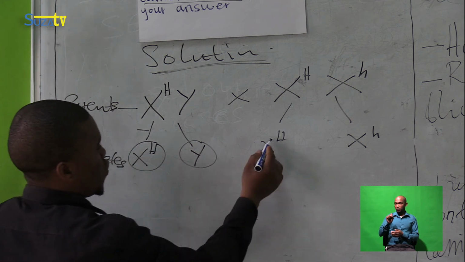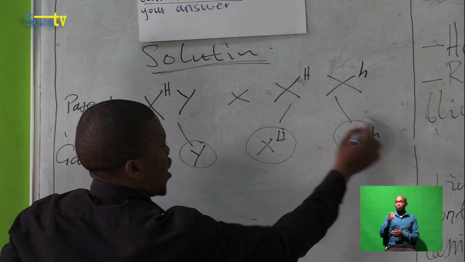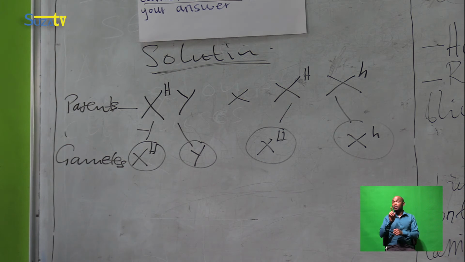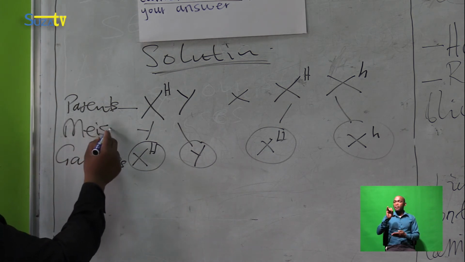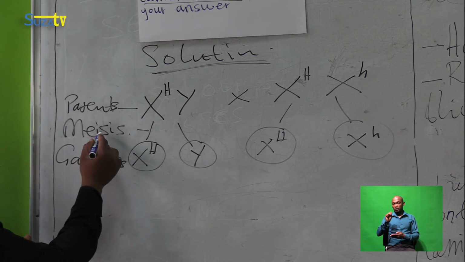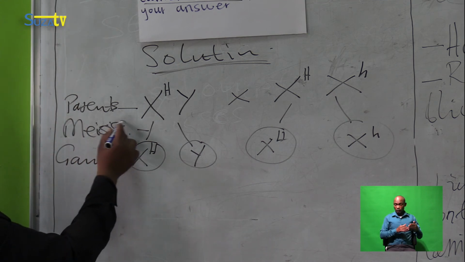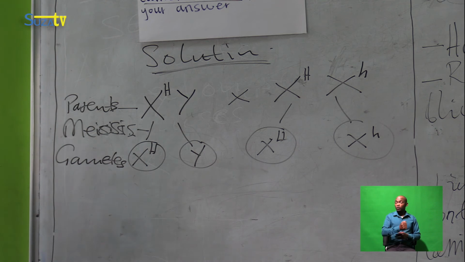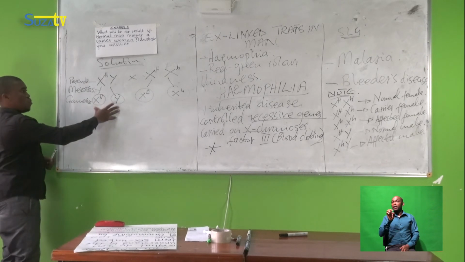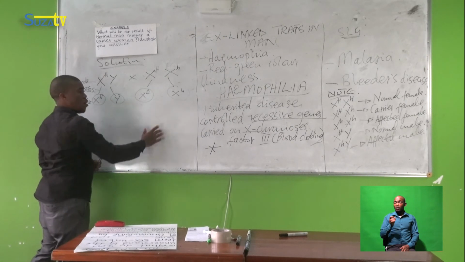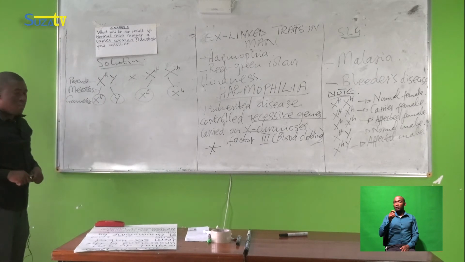By which process do we make a gamete in our body? Through meiosis. Good. This is the process taking place in our body so as to produce a gamete. So these are male gametes and these are female gametes.